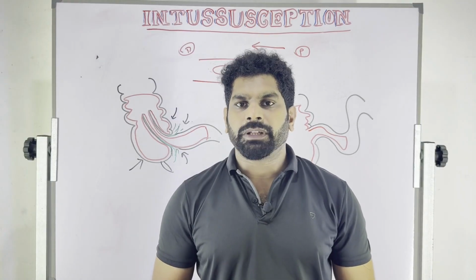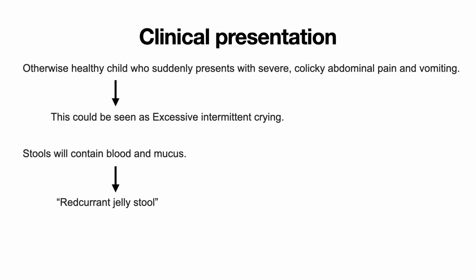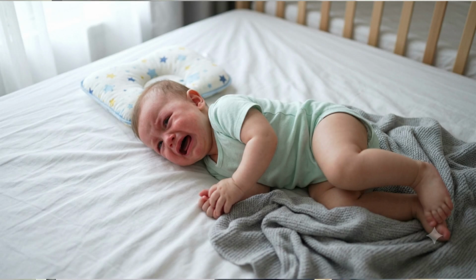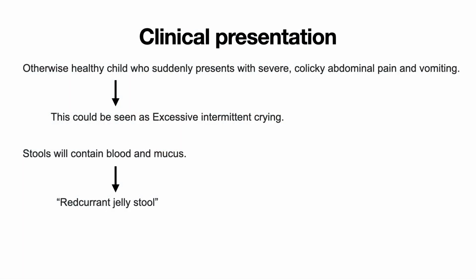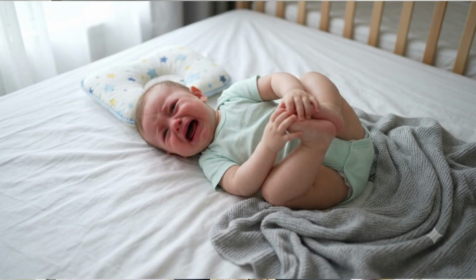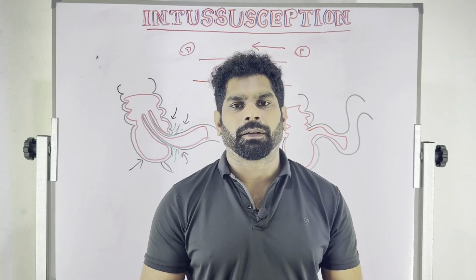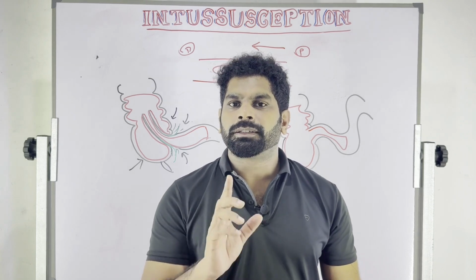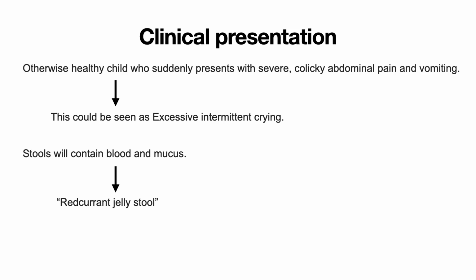How do patients with intussusception present to hospital? The classic picture is an otherwise healthy child who suddenly presents with severe colicky abdominal pain and vomiting. During the abdominal pain, the child will often scream and draw up their knees to the chest. Sometimes the patient may turn visibly pale. But there is a tricky part. In between these episodes, the child will be completely normal.